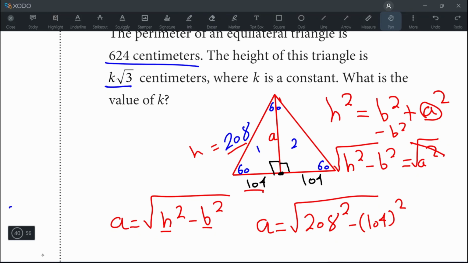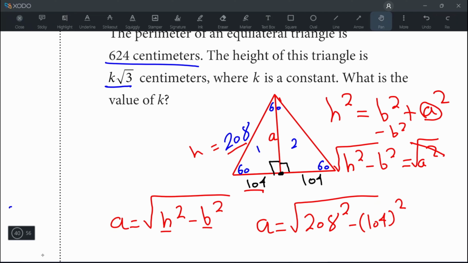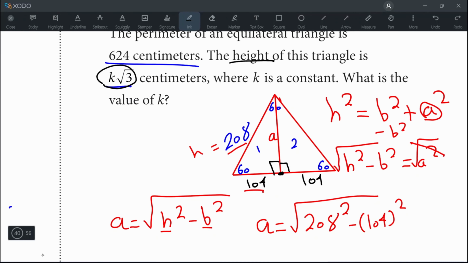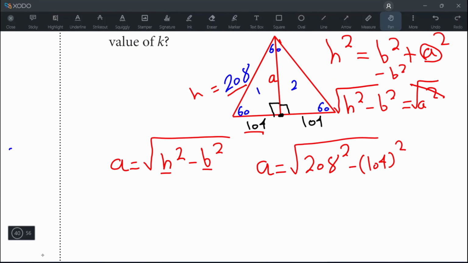But we are not done yet, okay? He said here that he wants the value of k. He says that the height is equal to k root 3, but he doesn't want the value of the height, he only wants the value of k. So you should notice that a is equal to k root 3, because a is the height.